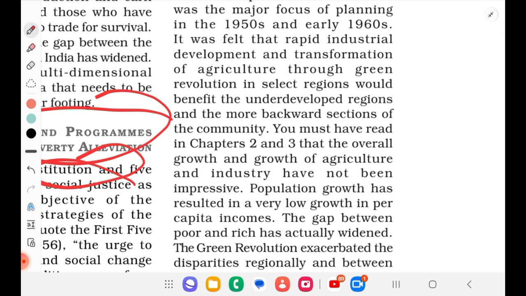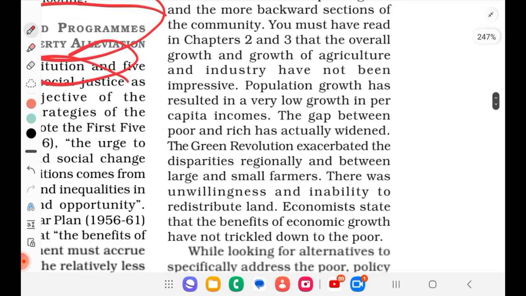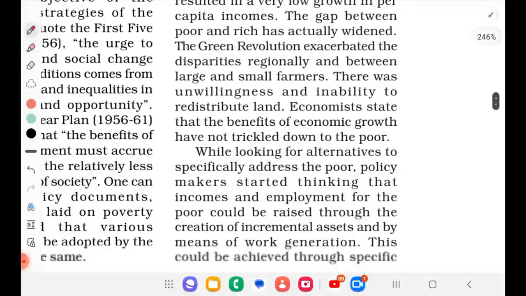You must have read in chapters 2 and 3 that overall growth of agriculture and industry has not been impressive. Population growth has resulted in very low growth in per capita income. The gap between poor and rich actually widened. The Green Revolution exacerbated the disparities regionally and between large and small farmers. There was unwillingness and inability to redistribute land. Economists state that benefits of economic growth have not trickled down to the poor.